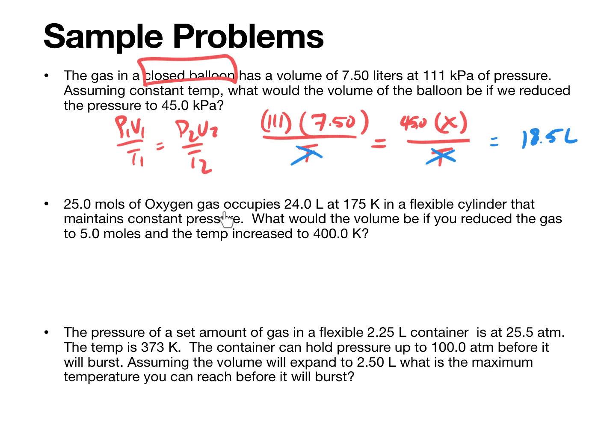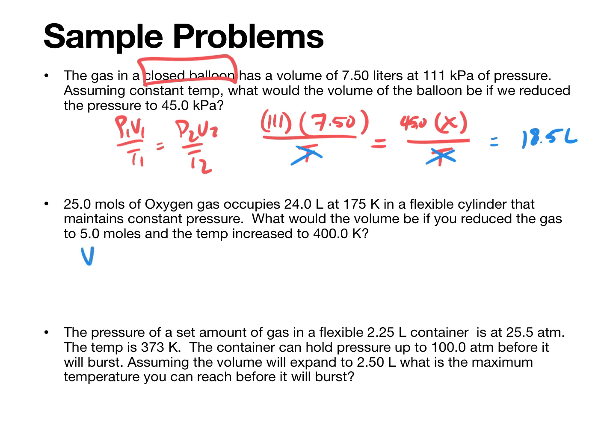25 moles of oxygen gas has a volume and a temperature, and it's in a flexible cylinder, so that means that the volume may change. It maintains a constant pressure, so we'll make sure to take pressure out of the formula. What would the volume be if you reduce the gas to 5.0 moles? So this is one of those situations where we talked about on the last slide where I usually keep the number of moles constant, but this is an example where you don't. So I'm going to include the number of moles.